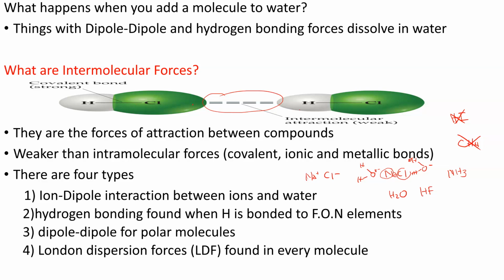Everything has London dispersion forces. HF, H2O, all the molecules I just drew have London dispersion forces. So everything has it. It's always there. The only question is whether it's the strongest force available. If it is, we have to look at it more carefully. If it isn't, we just make note that it exists there, and then we move on to the other forces that are stronger, one of the three that are above it.